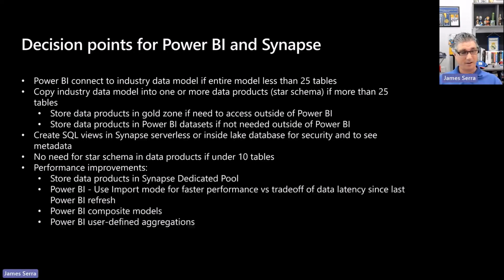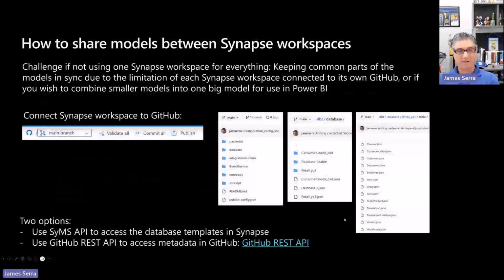All right, a couple other slides. Again, keep the questions coming. A lot of times I get, how do I share the model between Synapse workspaces? Because Synapse workspaces are kind of isolated on their own. Instead of having one workspace that has one giant model, maybe I want to have workspaces that have pieces of the model. You can do that, but then you'll need to keep those in sync with each other.